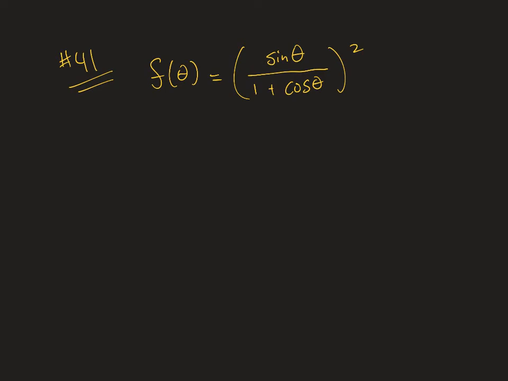So the idea here is this nasty quotient function was plugged into a power function. And so I'm going to call this entire fraction here u, and I'm going to work on u separately. So u is sine theta over 1 plus cosine theta. And then that means that my function f, and we'll call this f of u, and u is actually u of theta, f is then just u squared.